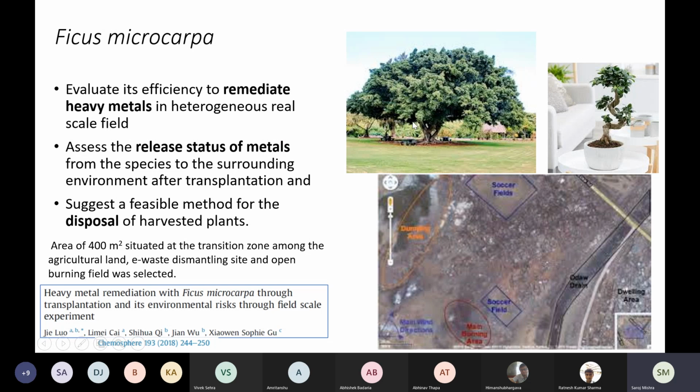So this is what the tree looks like, ficus. It is generally an ornamental tree and it can also be used as a bonsai. Many people keep this ficus. They also make small plants, and it can be used as a decorative plant.